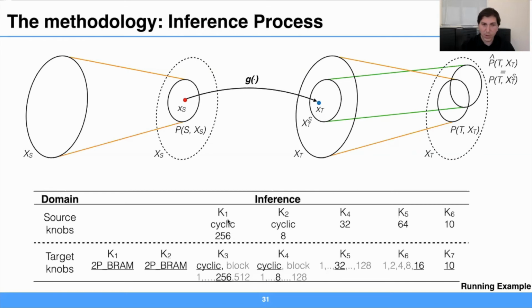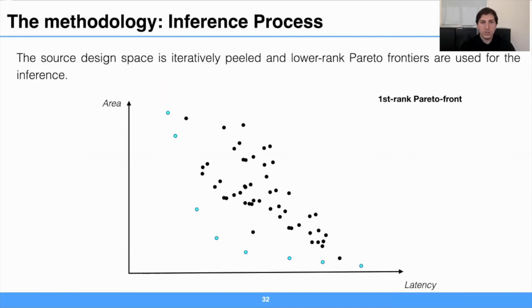So for example, for K1, which is an array partitioning directive, we map cyclic to cyclic and 256 to 256. The same for K4 and K5 of the target, while for K6, we should map 64 from the source to the closest one in the target. And since the highest value available in the directive set values for that knob is 16, this is mapped to 16. We also introduce a notion of rank among the Pareto frontier.